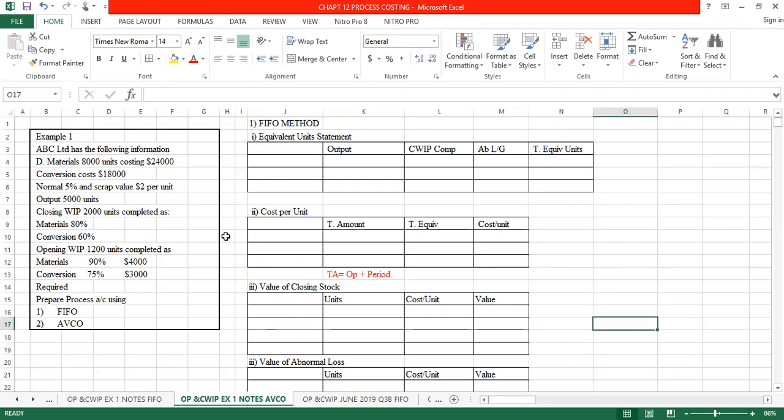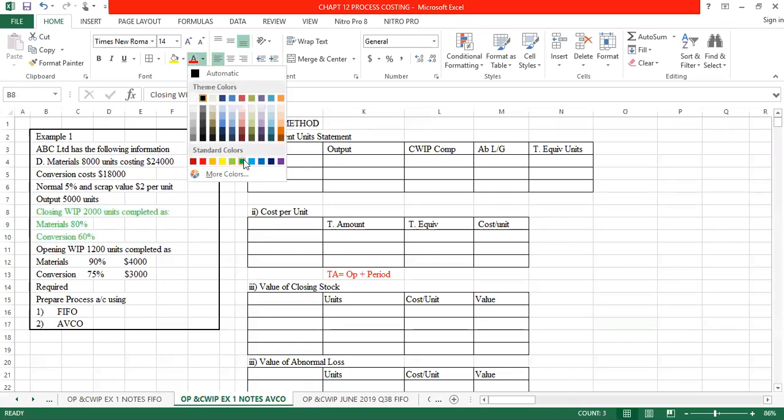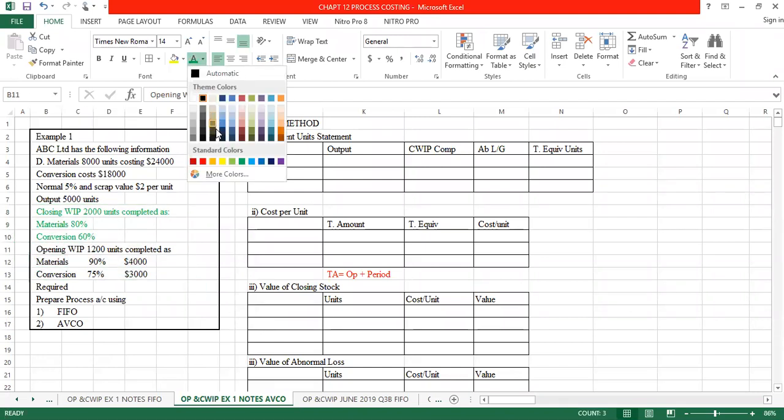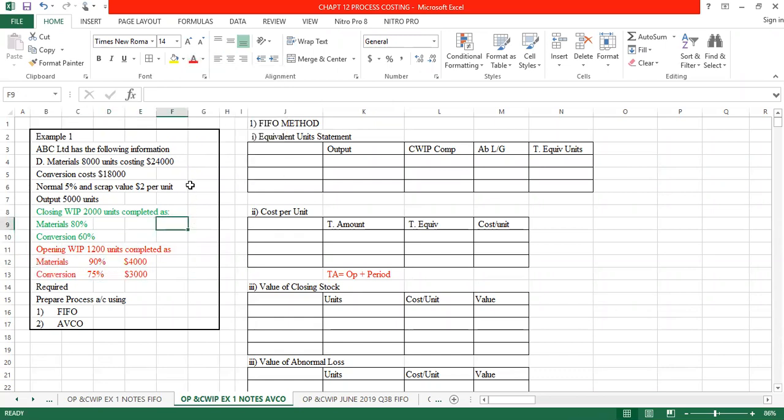ABC Limited has the following information. This is a question we had just done. Direct materials, 8,000 units costing 24,000. Conversion, 18,000. Normal loss, 5%, and scrap value, $2. Output is 5,000 units. Closing work in progress was 2,000 units completed with respect to materials and conversion. Opening work in progress. So note that this is closing, and this is opening. So don't confuse the two.